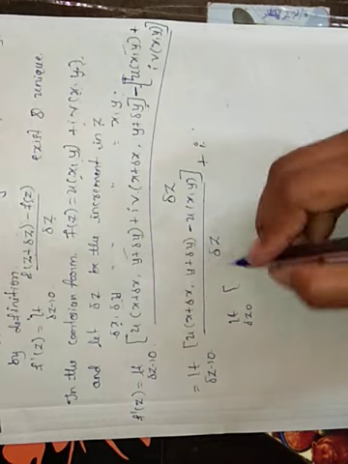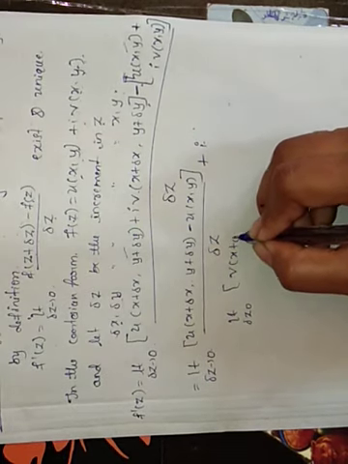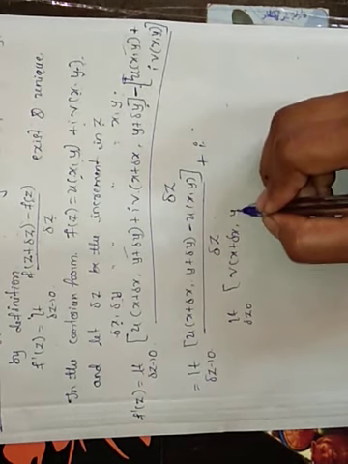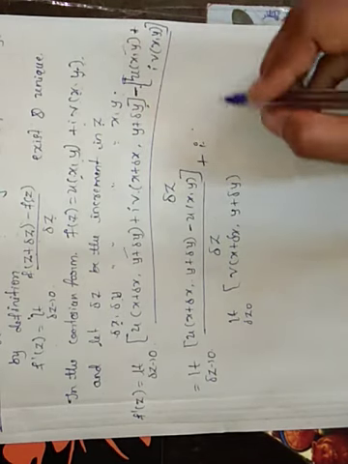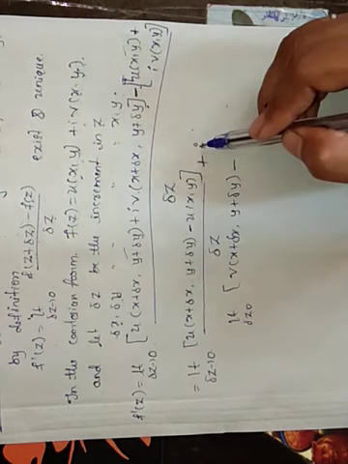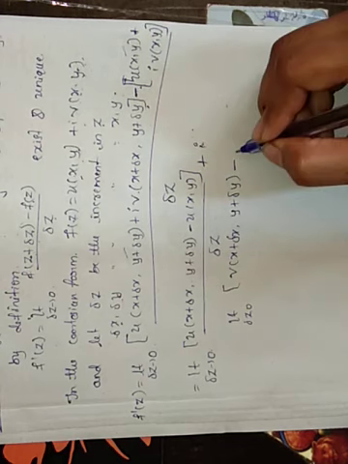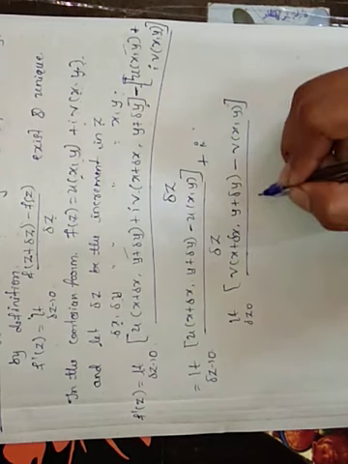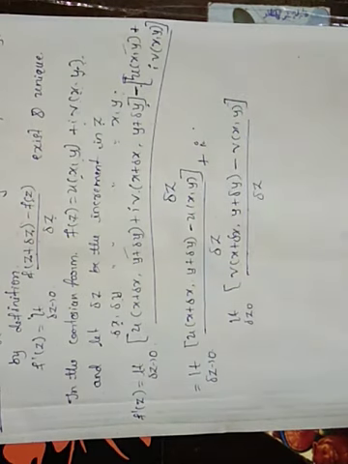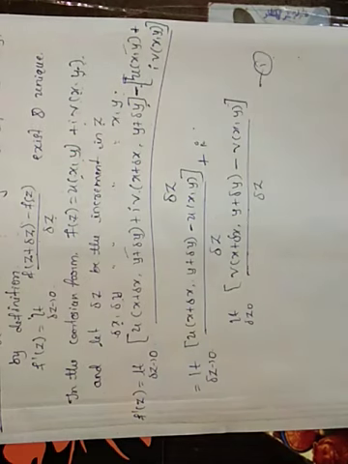Imaginary terms are v of x plus delta x comma y plus delta y minus v of x comma y, with i already taken outside as a common factor, all divided by delta z. Now I have separated the real and imaginary terms.